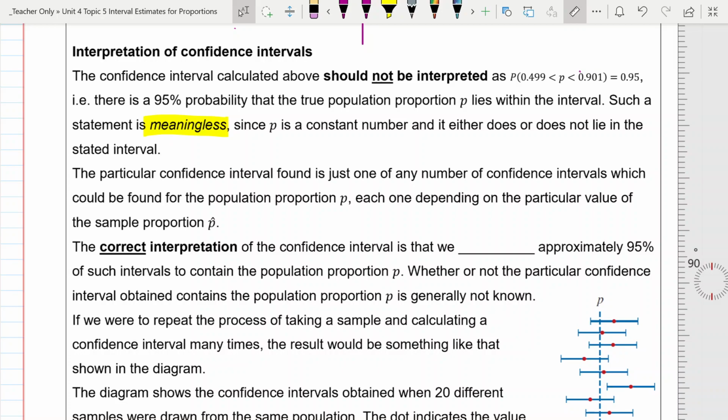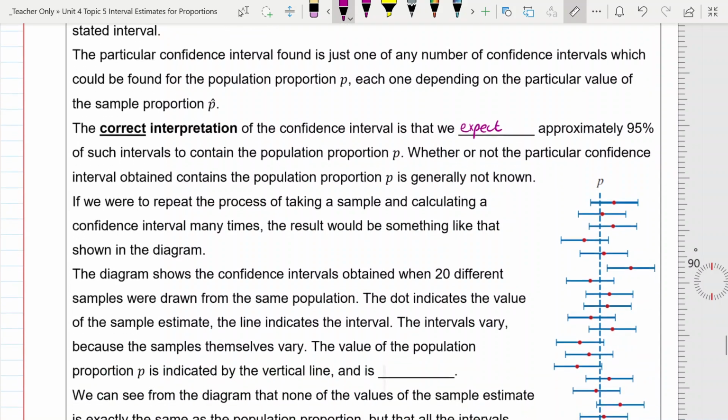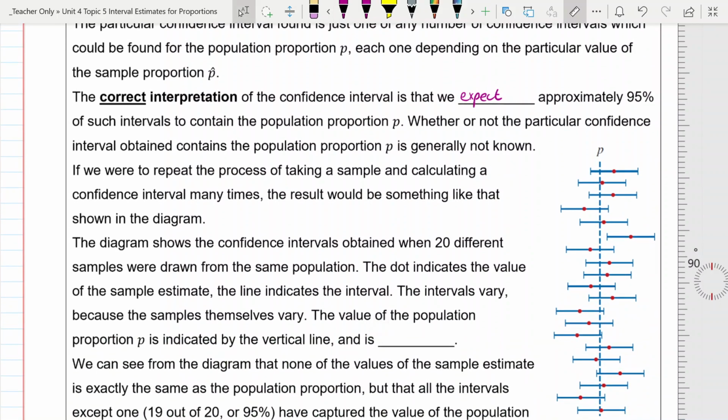Okay, so our correct interpretation of the confidence interval is that we expect approximately 95% of such intervals to contain the population proportion P. Okay, now what do we mean by that? So whether or not the actual particular confidence interval obtained contains our population proportion is generally not known, okay?